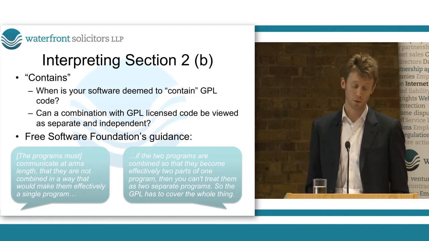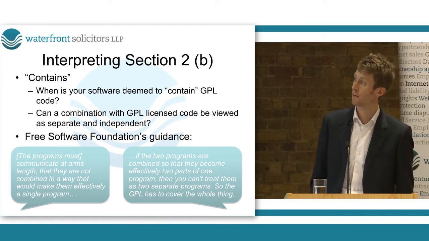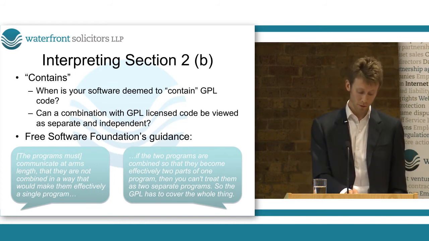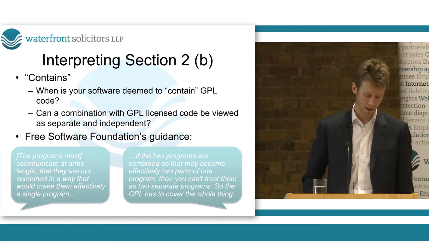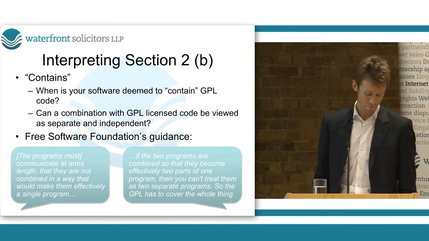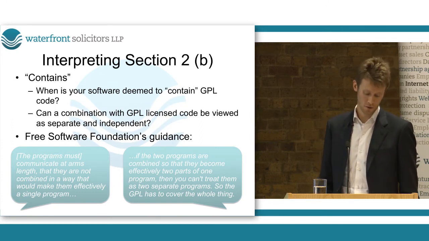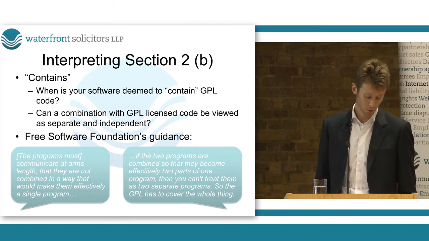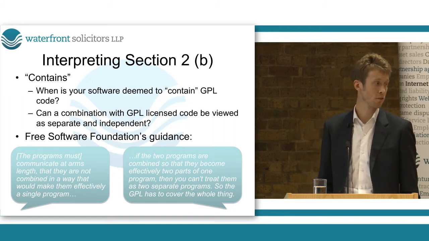So there are 2 fundamental questions that we need to ask. When is your software deemed to contain GPL code? And can a combination with GPL licensed code be viewed as separate and independent? Now, the Free Software Foundation, which is one of the bodies behind the General Public License, issued some guidance on this. And they say, apologies, I'm going to have to read it out again, that when free and non-free programs must communicate at arm's length, they are not combined in a way that would make them effectively a single program. If the 2 programs are combined so that they become effectively 2 parts of one program, then you can't treat them as 2 separate programs.